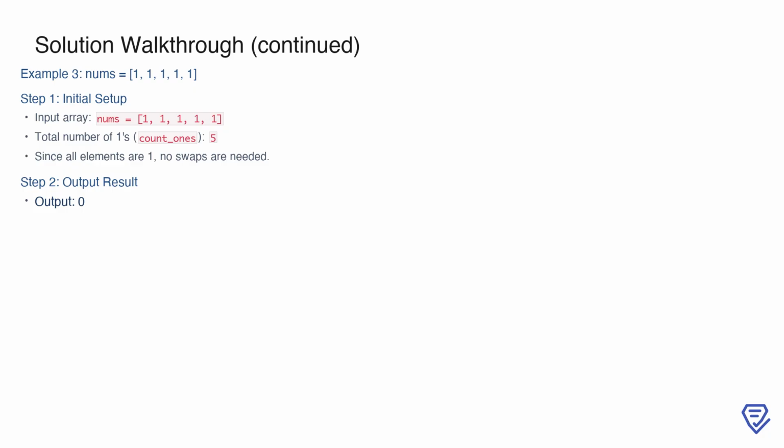In this case, the input array is nums equals [1, 1, 1, 1, 1]. Here, the total number of ones, count_ones, is 5, and since every element in the array is already a 1, no swaps are needed to group all the ones together. As a result, the minimum swaps required is 0. The output for this example is simply 0.